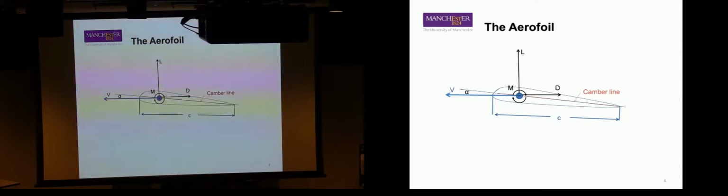So a 0012 is symmetric, 12% thick. That means its thickest point is 12% of the chord. A 2412 will be positively cambered, and the 2 and the 4 describe the location of maximum camber in percent of chord, and the amount of camber. Other airfoils have more sophisticated things, but it fully describes it.